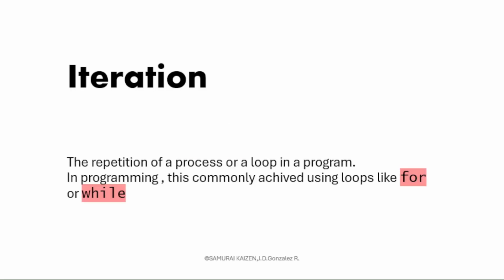Iteration, the repetition of a process or a loop in a program. In programming, this is commonly achieved using loops like for or while, like for loop, while loop.